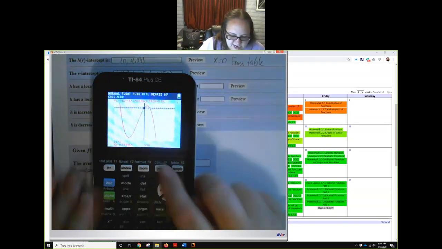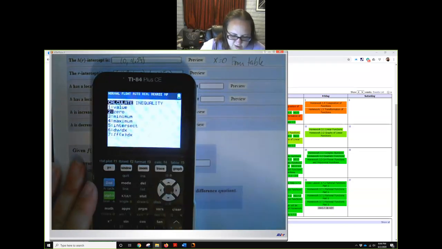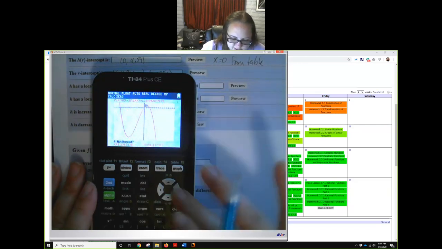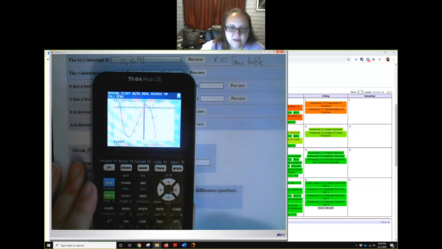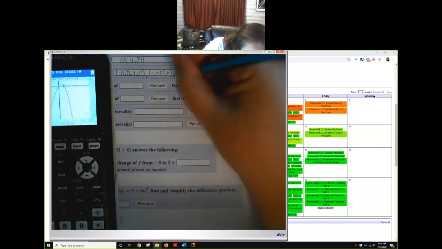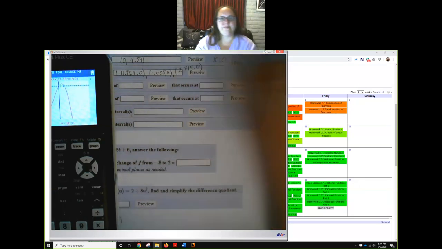And then one more time, second calc, 0. Left side of the 0. Right side of the 0. Enter one more time. 2.714, 0.